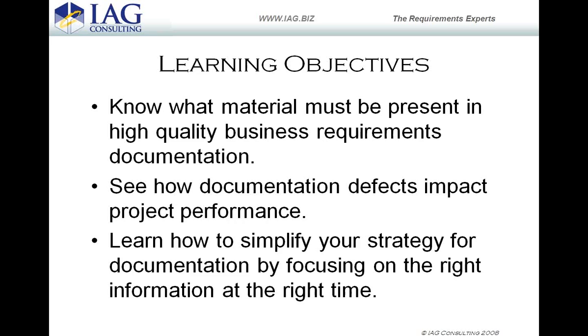So the learning objectives are really to know what material must be present in a high-quality business requirement document. Not only what must be present, but what must not be present, and to understand and see how documentation defects impact project performance. These are quite big questions because you want to take a look at some of the stats and what happens if certain conditions are not met. It's also about how to simplify your strategy, because oftentimes people go to a much more complex set of templates and structures, but it ends up taking them in the wrong direction.